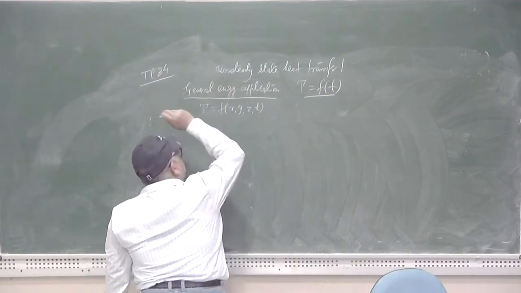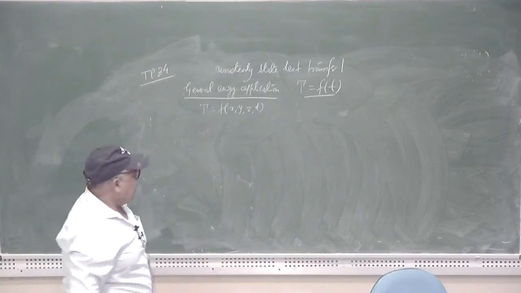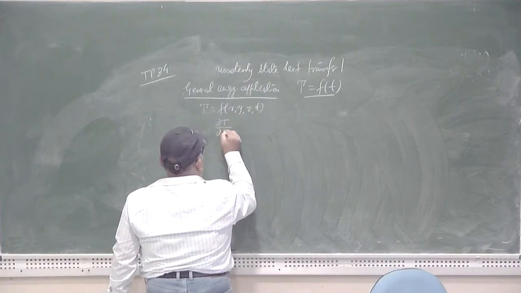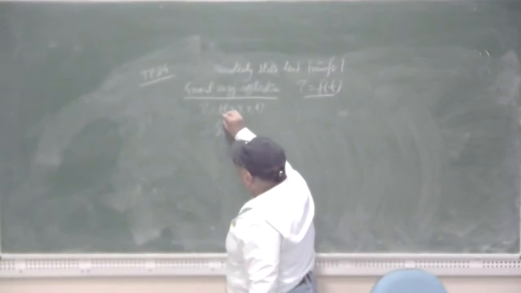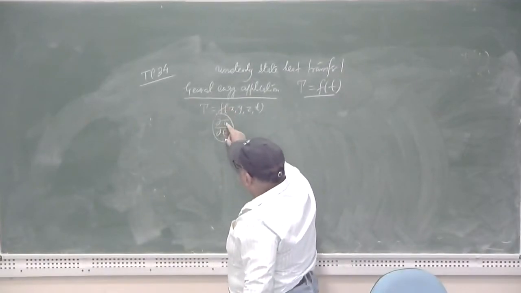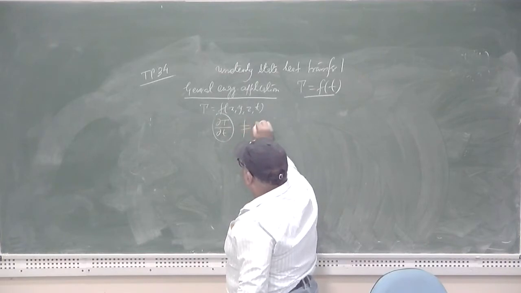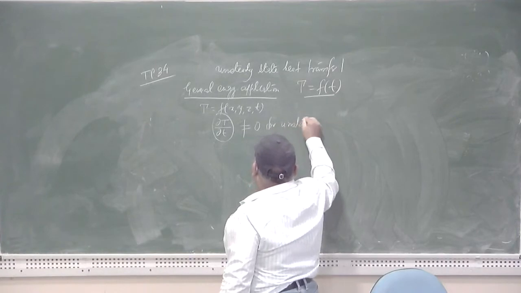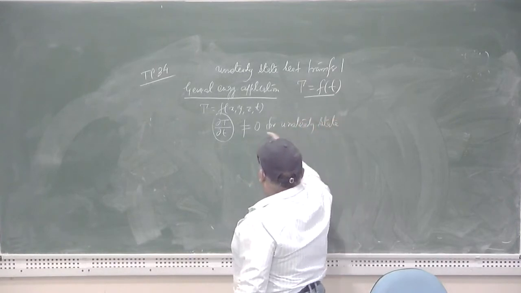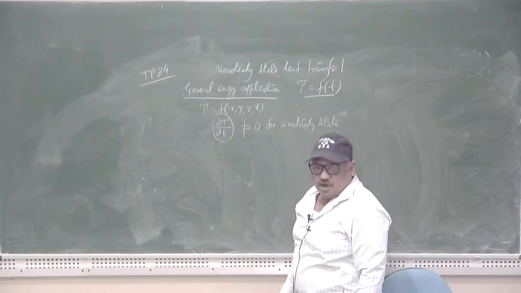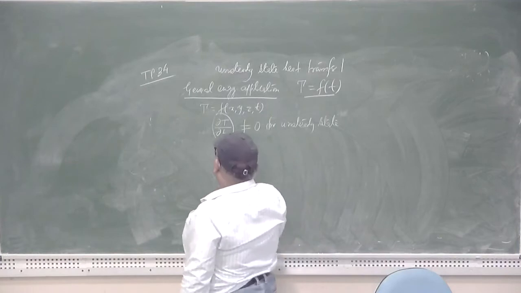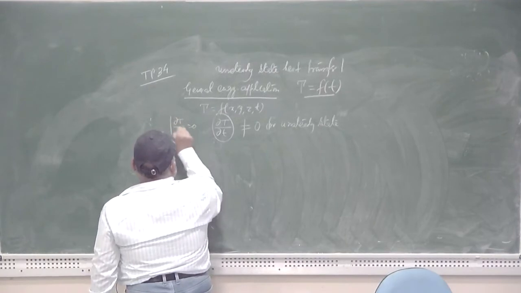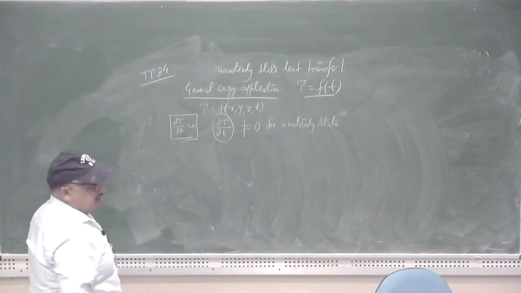And so far as unsteady state heat conduction is concerned, the value of the partial derivative of temperature with respect to time, ∂T/∂t, is not equal to 0 for unsteady state. This is the check for unsteady state heat transfer. On the contrary, in the case of steady state heat transfer, which we have studied, the derivative ∂T/∂t should be equal to 0 for steady state heat transfer to happen.